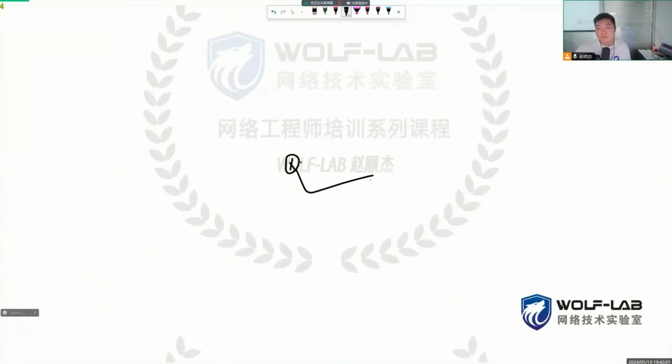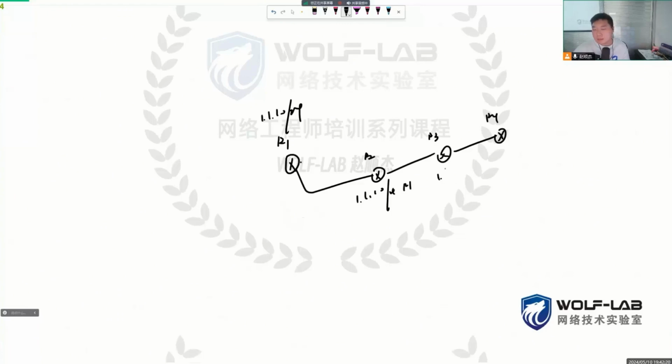For example, we have talked about EIGRP queries. There's an R2, an R3, and an R4. R1 announced a route for 1.1.1.0/24. On R2's side, 1.1.1.0/24, the next hop is R1. On R3's side, 1.1.1.0/24, the next hop is R2. On R4's side, 1.1.1.0/24, the next hop is R3.